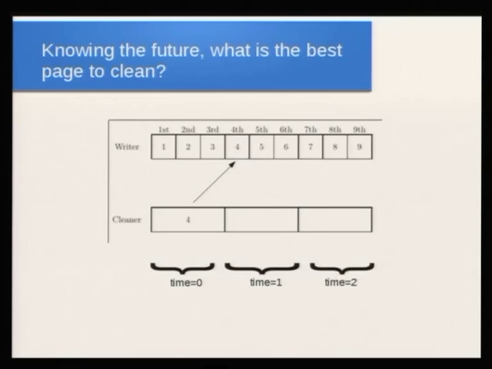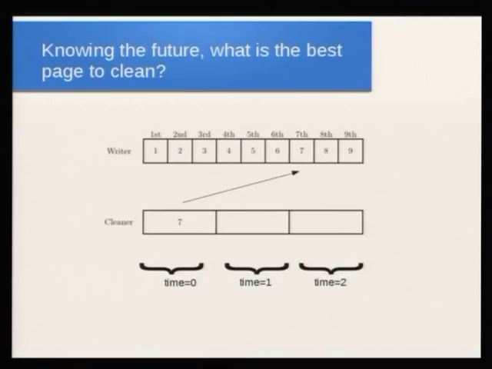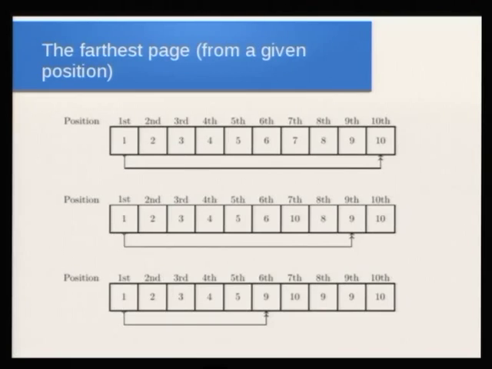But if, on the other hand, we choose to clean page 7, the page 7 will remain clean for a longer period of time, for 2 units. So just to illustrate what difference the choice of page makes. So given that, from a position in the writer sequence, you can always find a page which has the farthest access in the future.